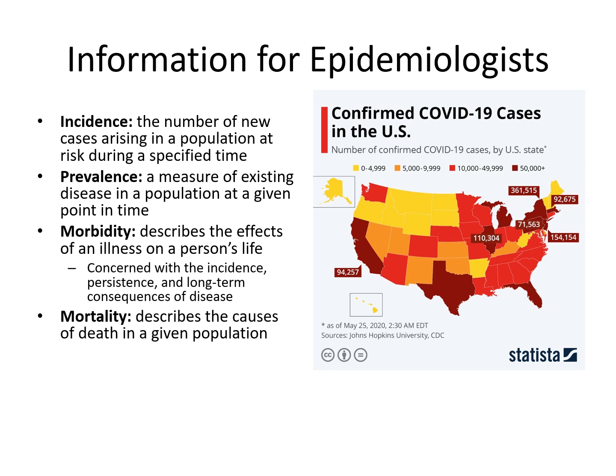Mortality statistics provide information about the cause of death in a given population. Morbidity describes the effects an illness has on a person's life. An example of mortality rates can be seen in the COVID-19 fatalities in the United States. Currently, 97,669 deaths have occurred from COVID-19 out of the 1.64 million confirmed cases.